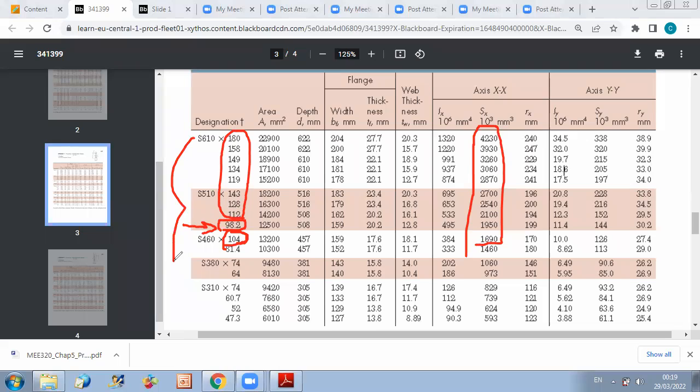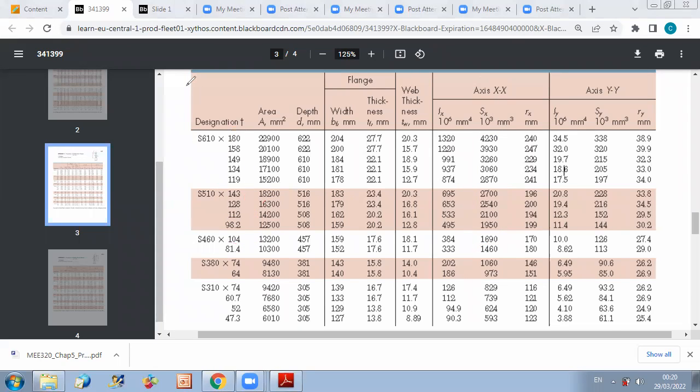So you can just say that these are the two best choices, but between them I would select this one because the cost is the most important factor for me, after I ensured the safety. The safety is ensured by a value of S larger than 1,600, and then I can select the most economical type, which is S510 times 98. So this is the beam I will select.